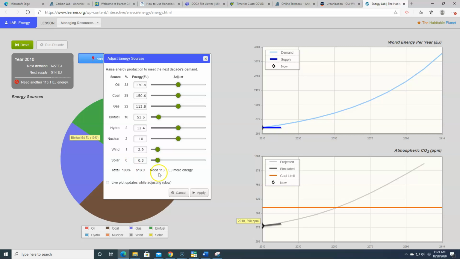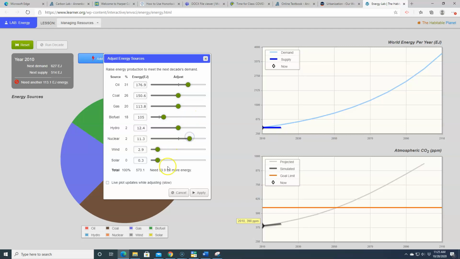What we have to do is come up with 113 more joules of electricity in order to meet the next decade's demand. You get to decide what you want to adjust in order to meet that demand. It's going to be a combination of different sources. You can increase the amount of oil we're using. You can increase the amount of biofuels we're using. Let's say I wanted to increase the nuclear energy.